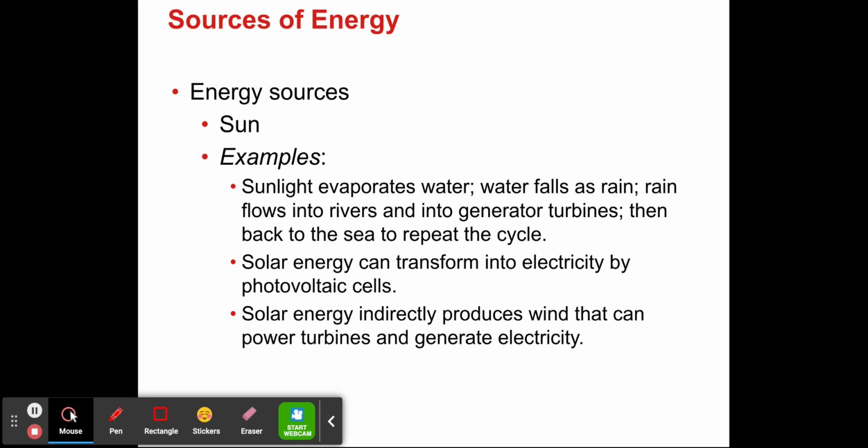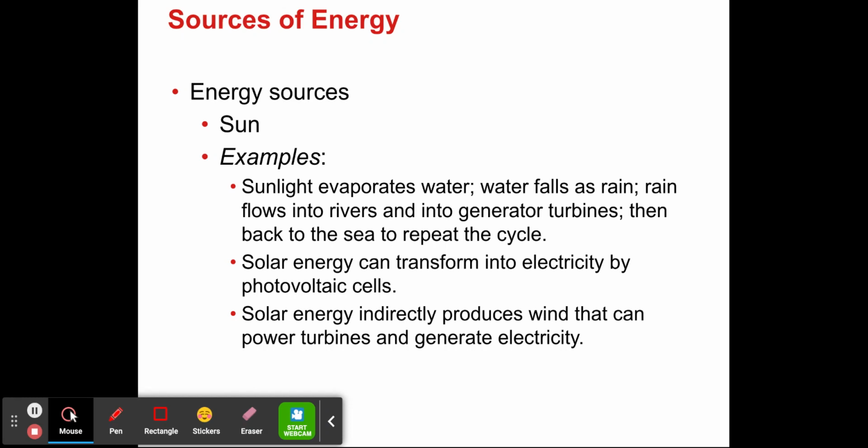Now, sources of energy. Let's look at sources of energy here. You have energy sources. An example is the sun. The energy from the sun does so much work. Remember, it evaporates water, it helps to dry surfaces. Water falls as rain, rain flows into rivers, into generators, then back to the sea to repeat the cycle.